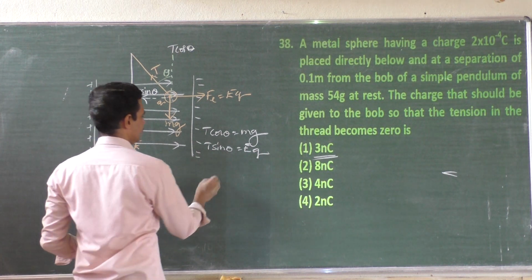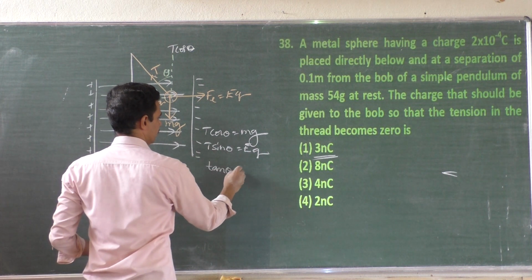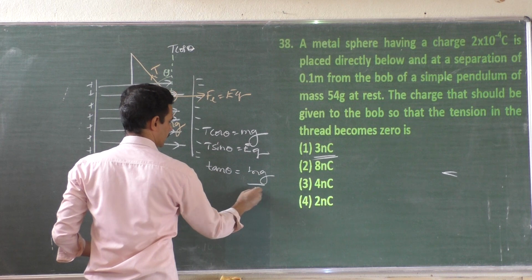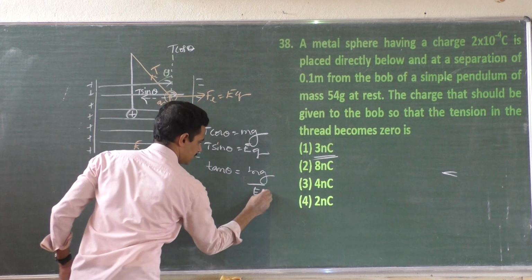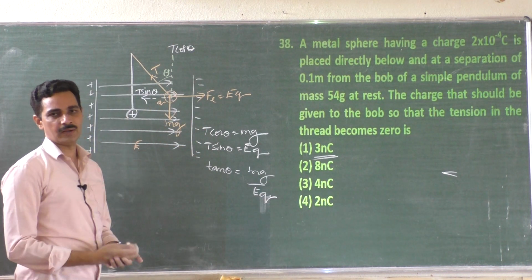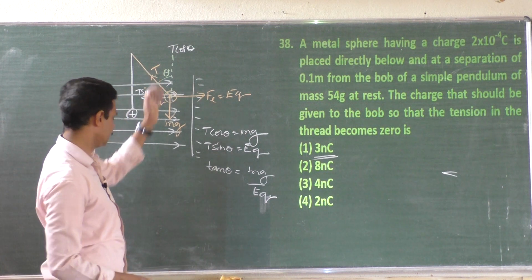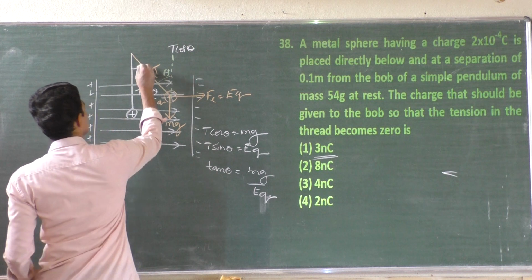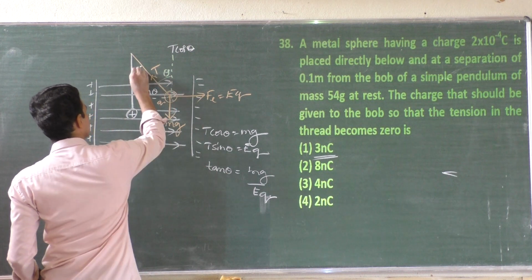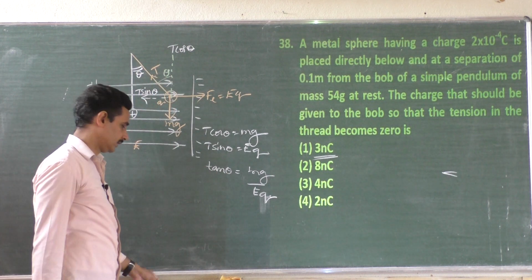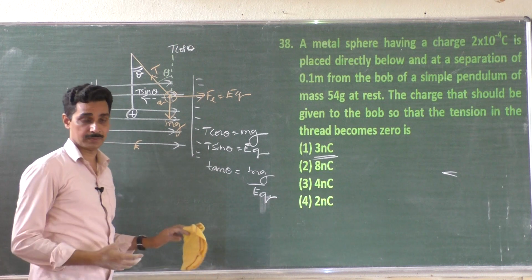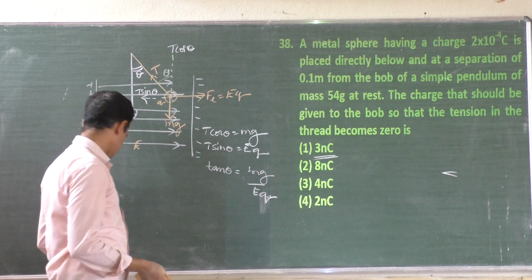Okay, so divide it: tan theta must be equal to EQ by mg. Any one term may be missing in this problem, find it out. That's all, very simple. So you can do that. Find the angle at which it bends. If this is theta, this is also theta, right? That's how we can do that. So that's just an extension of this problem. Okay, we will move on.